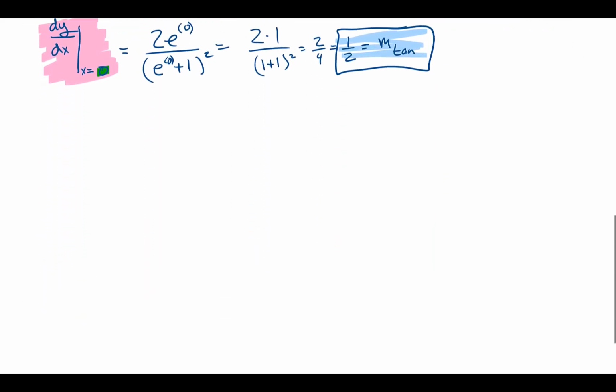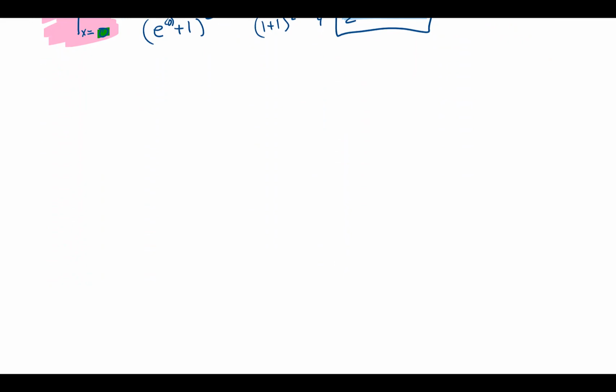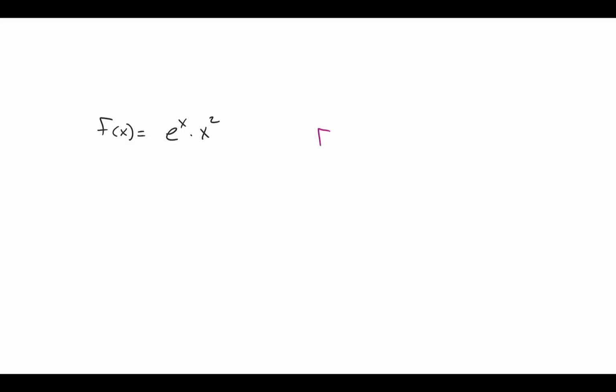Let's try one more piece of notation. I'm going to do one that's real simple. Let's just go e to the x times x squared. I'm just going to go real mellow. But I want to know what this is. Find me f double prime of 3. What does that mean?